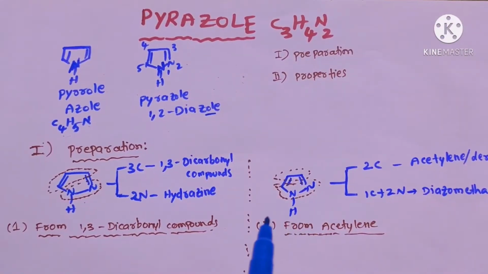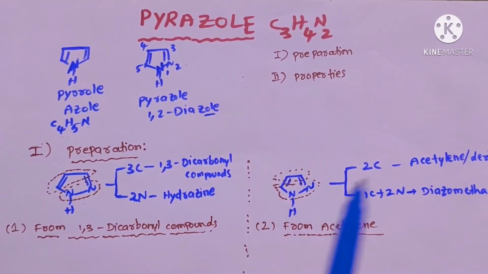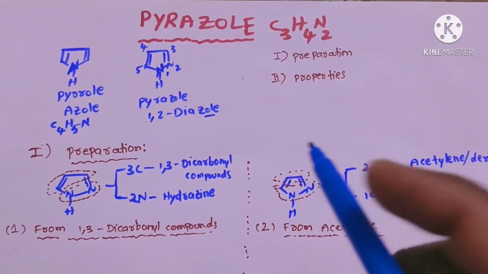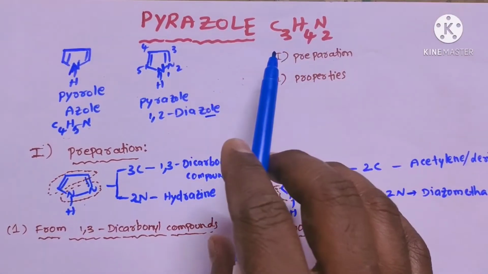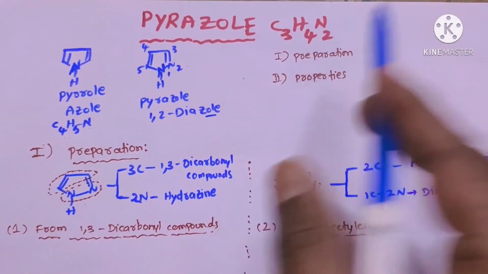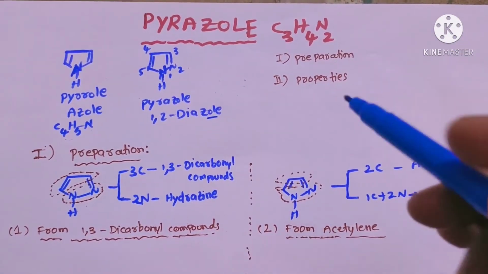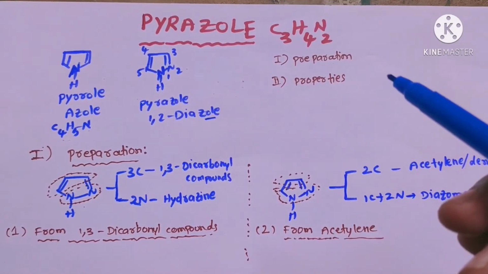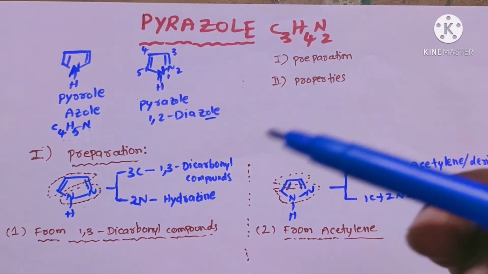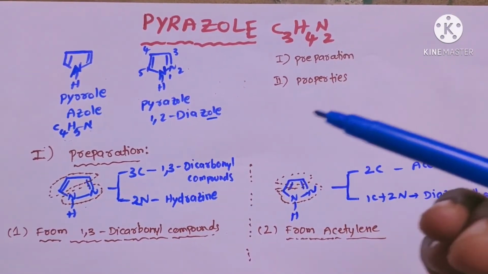Hello my dear students, in this video we are going to learn about the preparation and properties of pyrazole. The pyrazole formula is C3H4N2. There is no difficulty in remembering the formula of pyrazole. If you know the structure of pyrrole, we can easily remember the structure and formula of pyrazole.